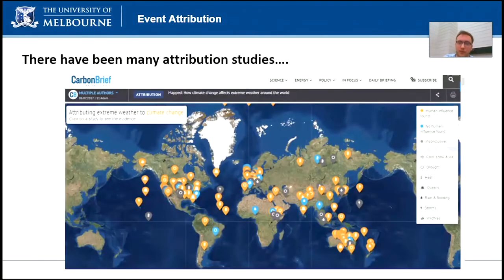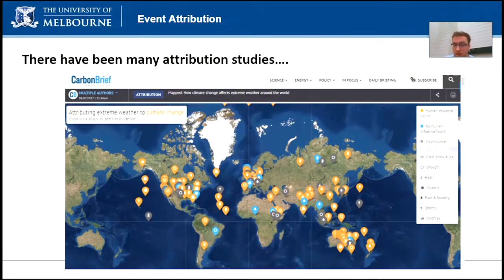This is a map from Carbon Brief, which is a blogging site you might have heard of, and they've put together a map showing all the peer-reviewed attribution studies that have been done over the last few years. You can see by where the pins are, there's been lots in North America, in Western Europe, and in Australia as well, actually. For heat extremes, for example, Australia is the most studied region in the world.